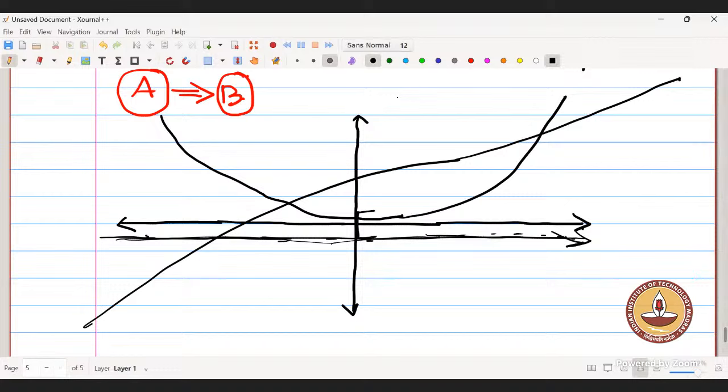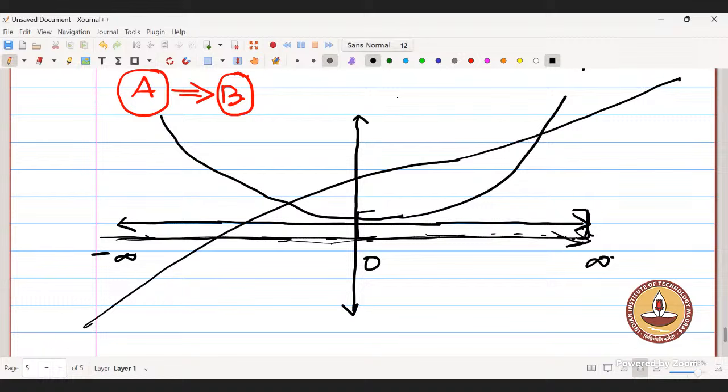if you take this part, then clearly it's increasing, right? If you consider 0 to infinity, it's increasing. And if you consider minus infinity to 0, then it's decreasing. But if you consider this function as a whole, minus infinity to infinity, it's neither increasing nor decreasing.